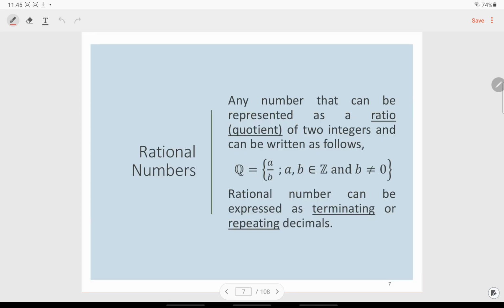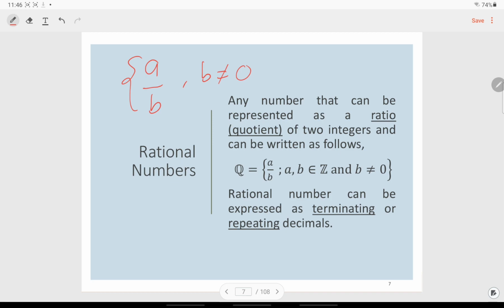Now we move to the next set, which we call rational numbers. A rational number is any number that can be represented as a ratio or quotient of two integers. For example, we have a over b, where a and b are integers with the additional condition that b does not equal 0. Why? Because if b equals 0, then this fraction becomes undefined. So any number in this form can be categorized as a rational number.